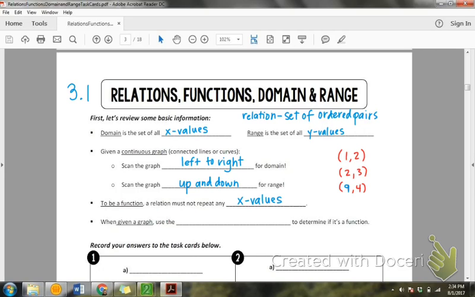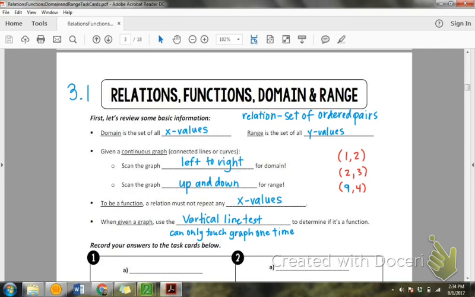Okay? So when given a graph, we're going to use what's called the vertical line test. Has anyone ever heard of the vertical line test before? Yeah. Vertical line test. The vertical line test says that it can only touch the graph one time. Perfect. Say that louder, Brooklyn. Right, if it touches more than once, it's not a function.